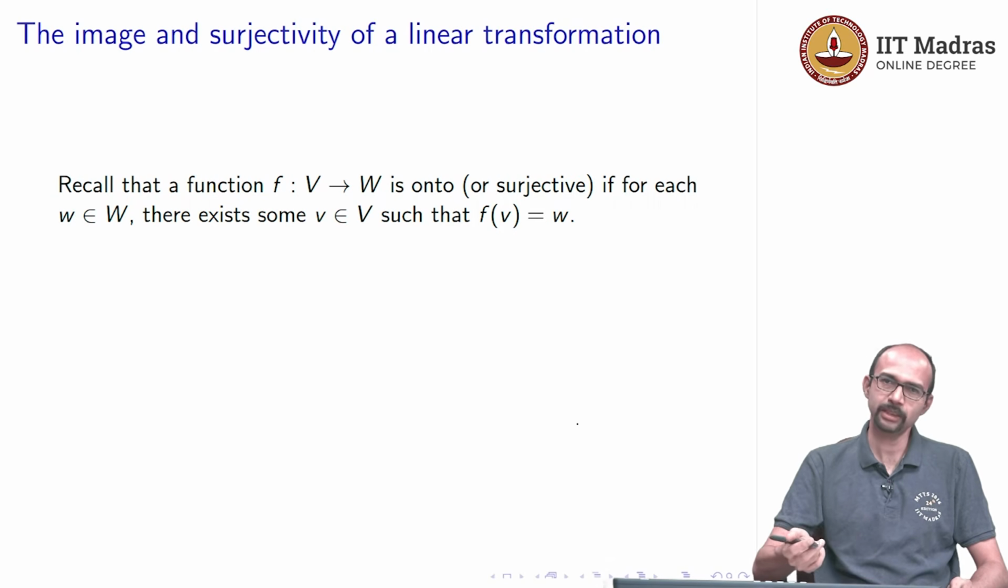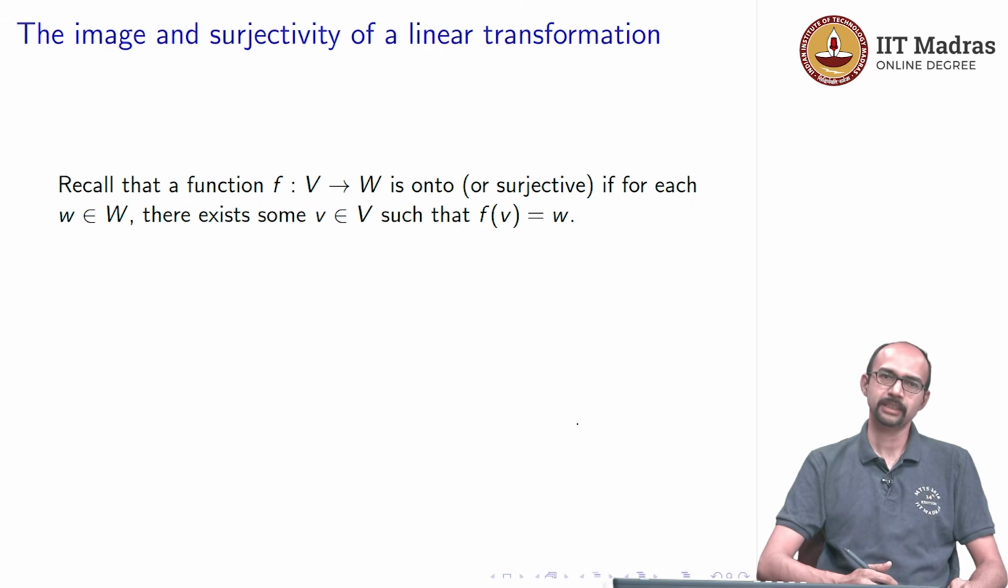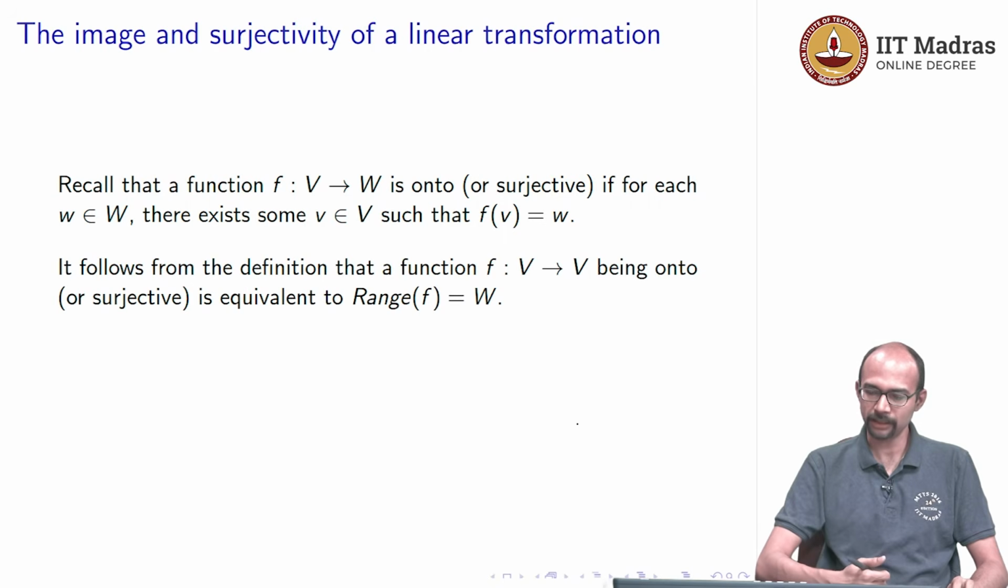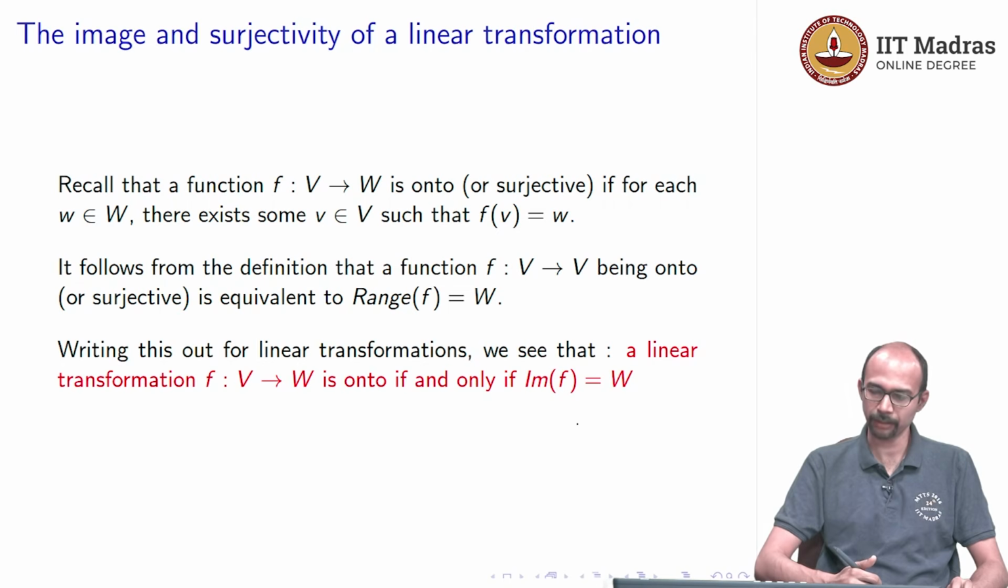So, this part is the same for any function. This has nothing to do with linear transformations per se, what the statement in this slide says. So, it follows from the definition that a function f being onto is equivalent to range of f being W. That is exactly what we just commented.